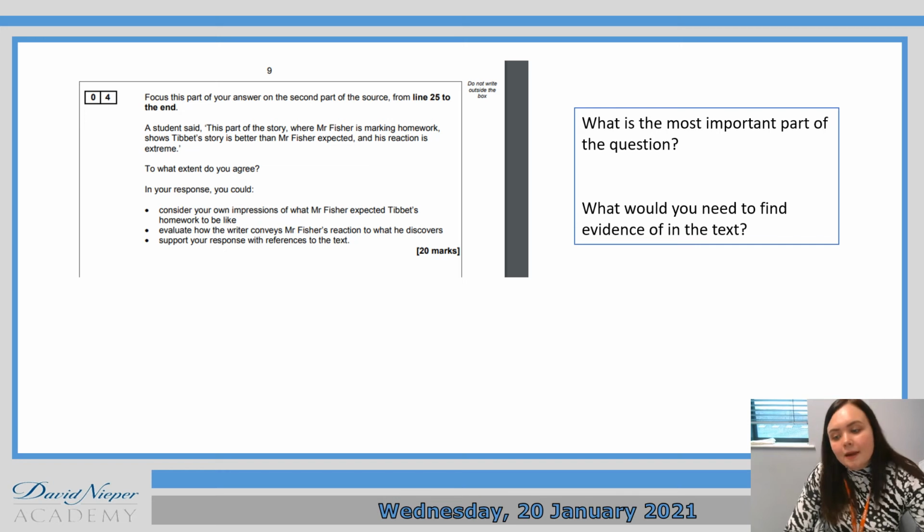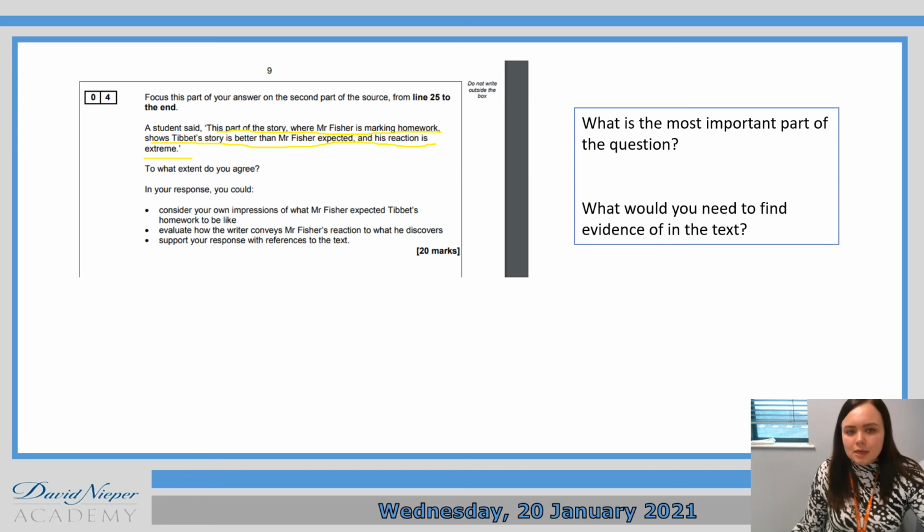Okay then, so again, it should be nice and straightforward. So you should have copied this question into your book, you should have highlighted the statement, and then you should have written down what you think you would need to find in the text, okay? So the statement for this one says, this part of the story where Mr. Fisher is marking homework shows Tibbet's story is better than Mr. Fisher expected and his reaction is extreme, okay?